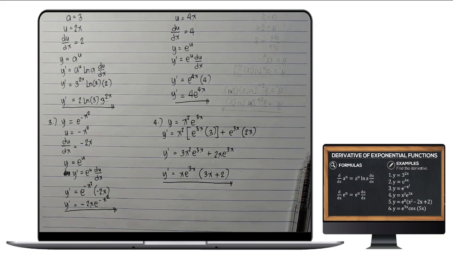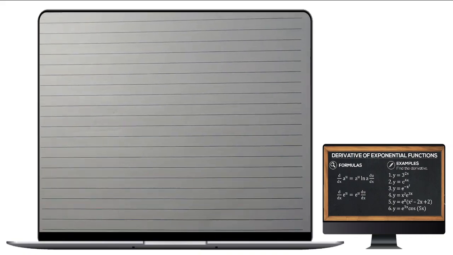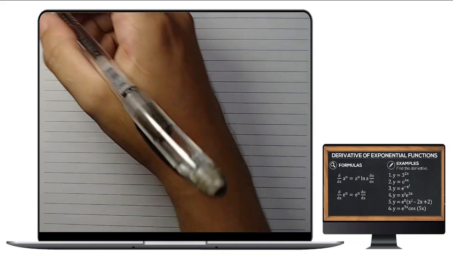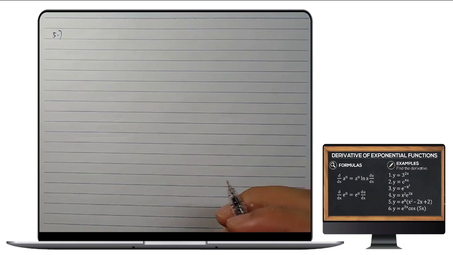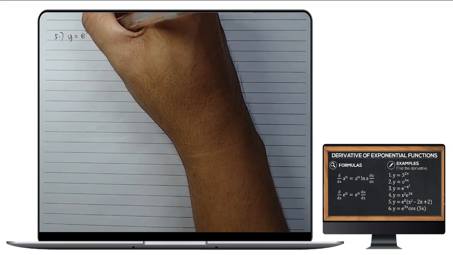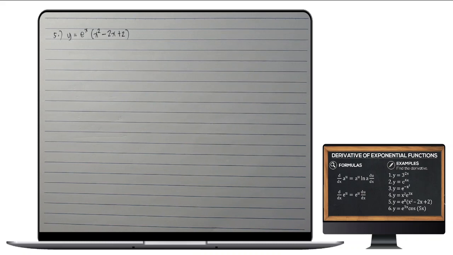Okay, so let's proceed with the next examples, examples number 5 and 6. For example number 5, we have y is equal to e raised to x multiplied by x squared minus 2x plus 2.